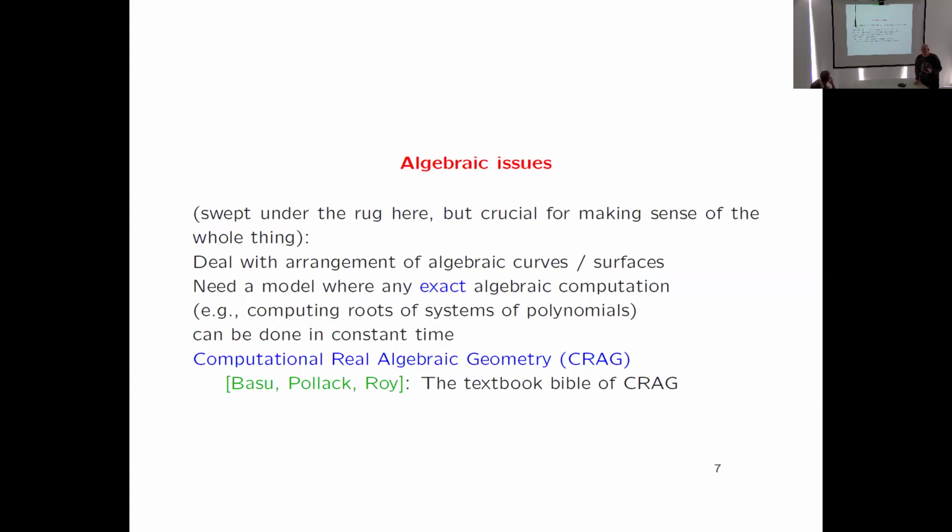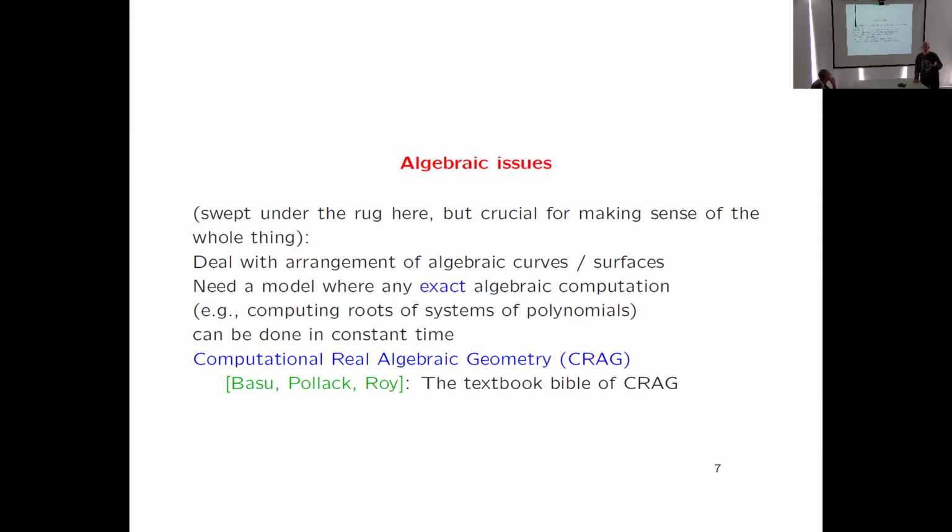Now, before I continue, in general, we deal with curves or with curved surfaces in higher dimensions. So we will assume, as is typically done, that they are all algebraic of some fixed degree. But that doesn't solve the problem, because we still need a model where we can manipulate any small number of them. For example, if I give you two curves and ask for their intersection points, I need to solve two polynomial equations in two variables. And in general, that's not easy.